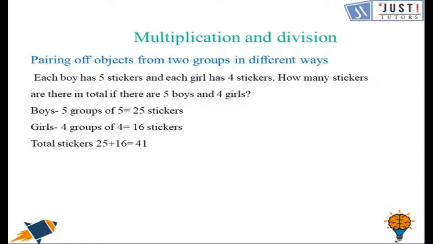Let's try one more similar question. You can please pause the video and read the question once, and then we'll have a quick discussion about it. So each boy has 5 stickers and each girl has 4 stickers. How many stickers are there in total if there are 5 boys and 4 girls? So what we can do here is, boys: 5 groups of 5, which is basically 5 times 5, 25, and 4 groups of 4, which makes 16. And to work out the total stickers, you can just add these two numbers together.